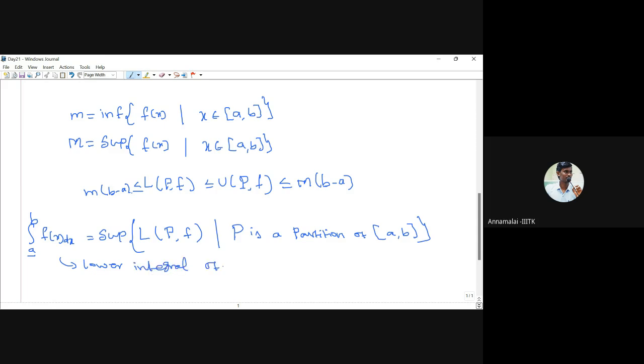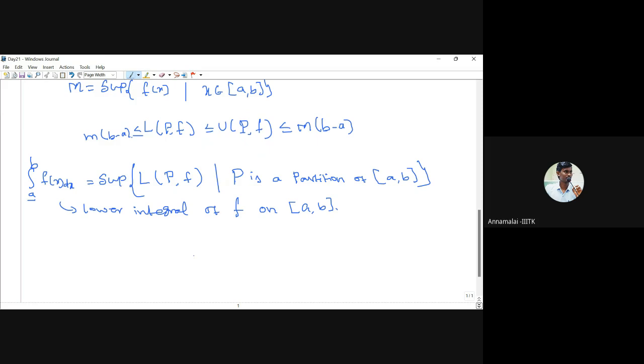Lower integral of f on the interval [a, b]. Now, similarly, for each partition P, we define the upper sum, and then you take the infimum of the collection, where P is varying, where P is a partition. We take any partition of the interval, we can find the upper sum. So among that, you have to take an infimum. We denote it by the upper integral of f(x) dx from a to b.